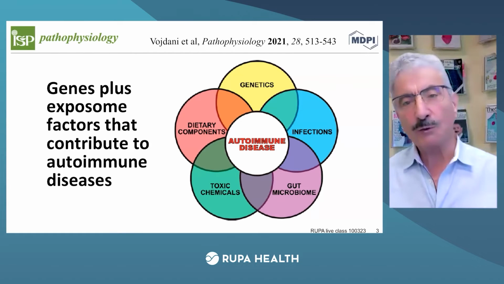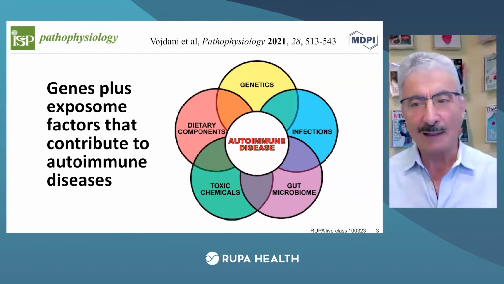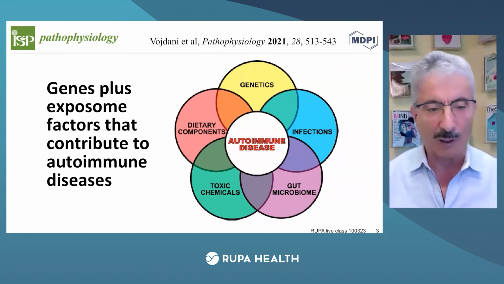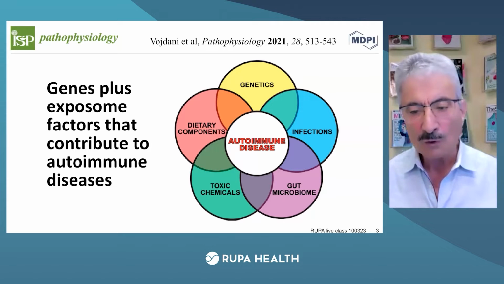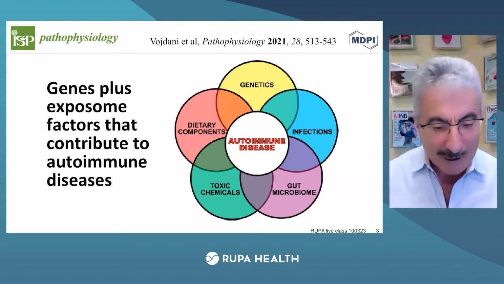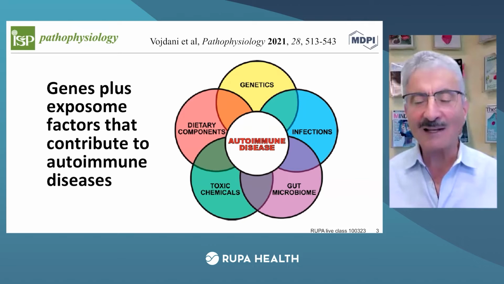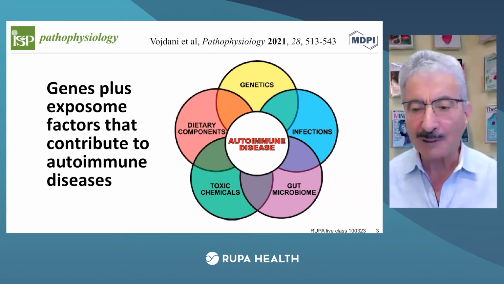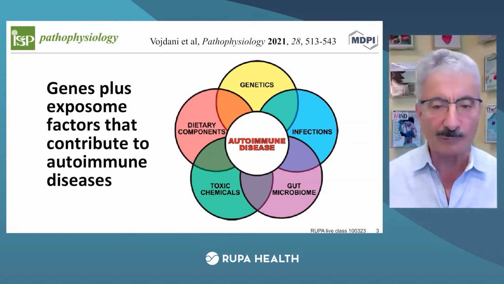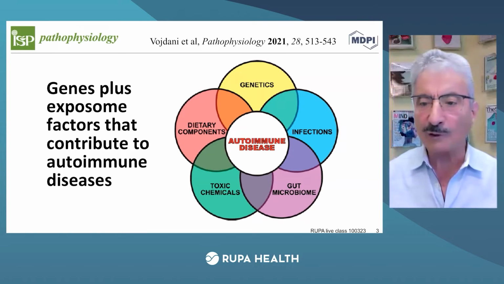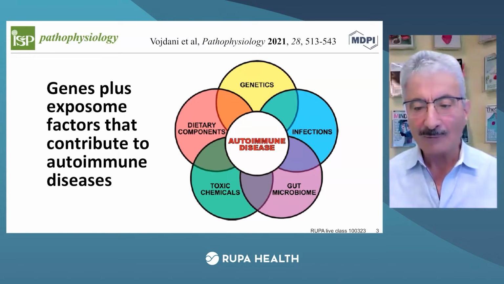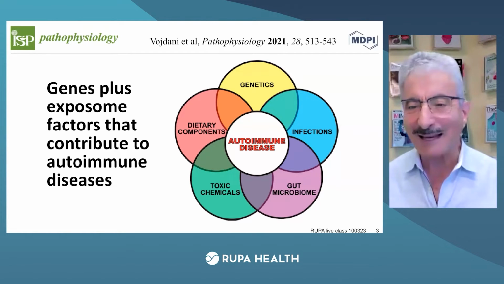And let me share with you one of my articles that I wrote in 2021, followed by the second article in the same journal in 2022, that I'm sure all of you agree that genes plus environmental factors are responsible for development of all those disorders that I mentioned earlier: inflammatory, autoimmune, neuroimmune, and neurodegenerative disorders. And we call all these environmental factors together the exposome.